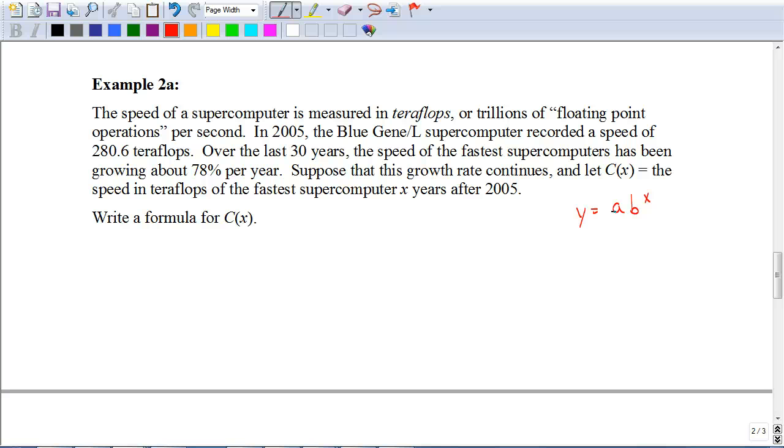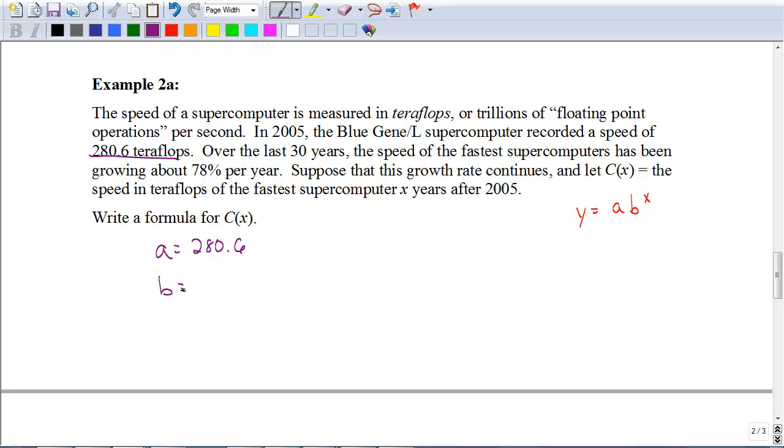But in order to come up with my equation, I need to first figure out what my initial amount is, my A, and what my growth factor is, the B. A in this case is what we started out with in 2005, which is 280.6 teraflops. That's your value for A. B is your growth factor. Now a lot of people would say, well, it's 78%, so it'd be 0.78. Well, that's actually wrong. Percents are kind of tricky. Whenever you're increasing, you always take that percent and add it to 100. If it was decreasing by 78%, we would subtract it from 100.